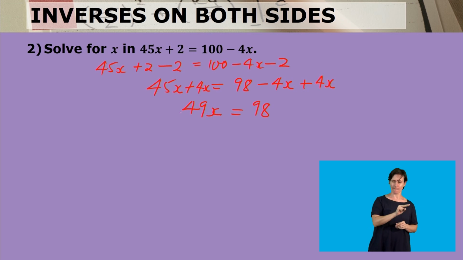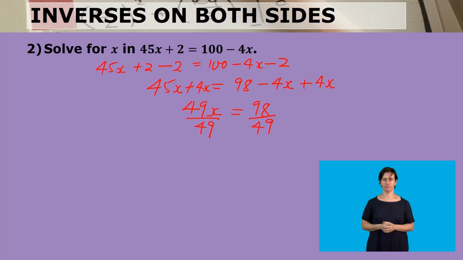And the multiplicative inverse of the coefficient, because it is multiplied by x, would be its reciprocal. So we then divide on the left and divide on the right. And then dividing the coefficient by itself will leave us with x, because it will give us 1, which is multiplied by x. And on the right hand side, we divide 98 to get the value. So our value of x in that equation is found on both sides of the equation.